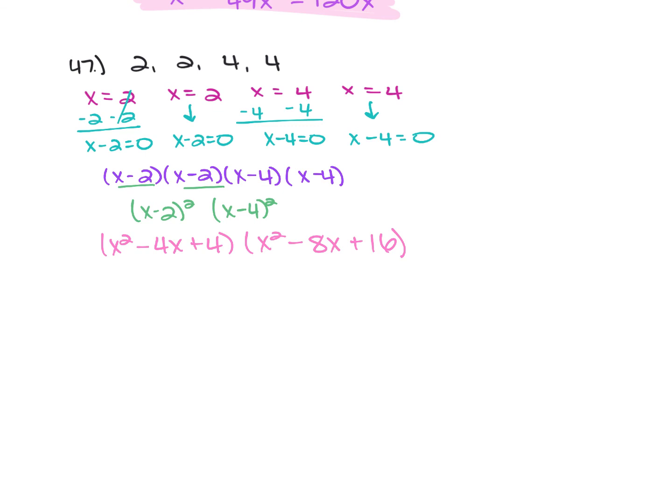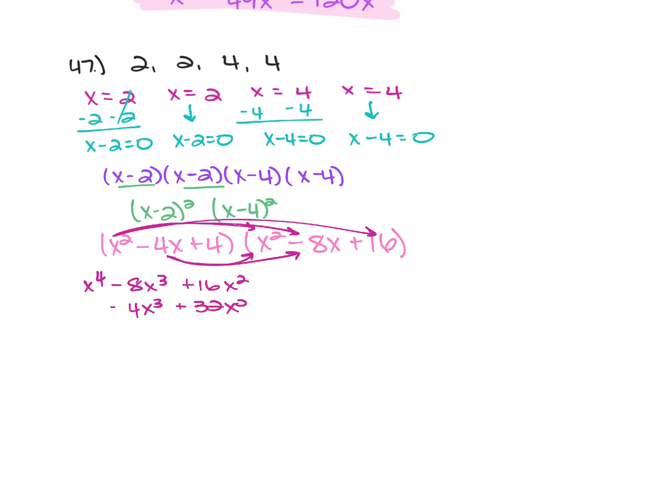From here, multiply it out. The x squared times x squared is x to the 4th power. X squared times negative 8x is negative 8x cubed. X squared times 16 is 16x squared. Then the negative 4x times x squared is negative 4x cubed. Negative 4x times negative 8x is positive 32x squared. Then negative 4x times 16x is negative 64x.